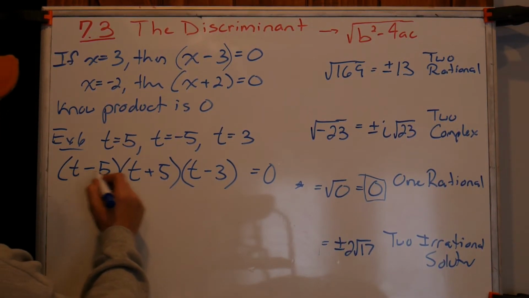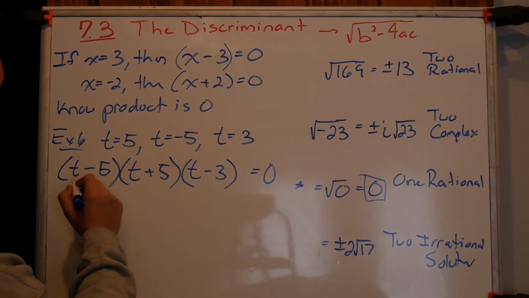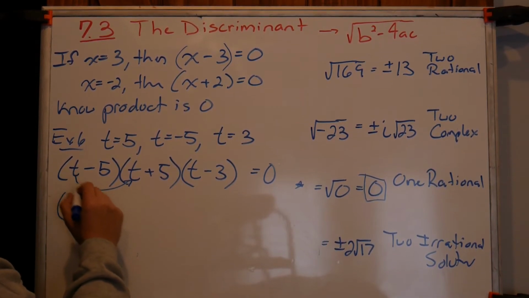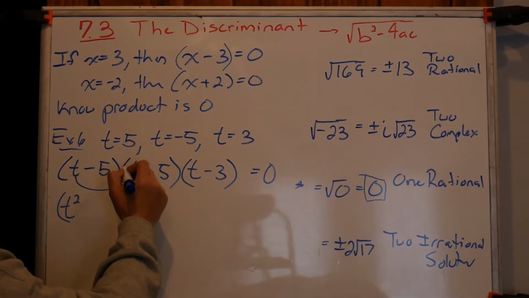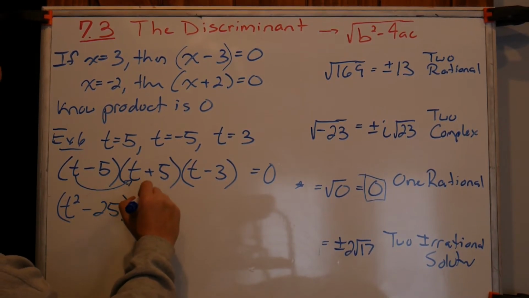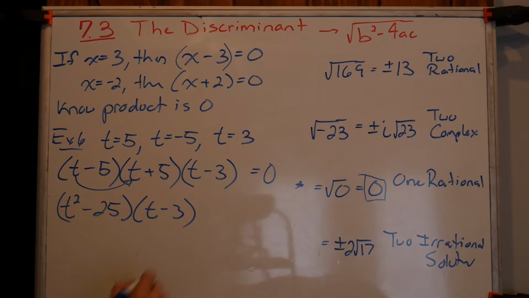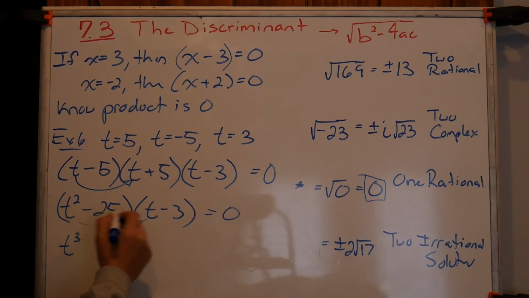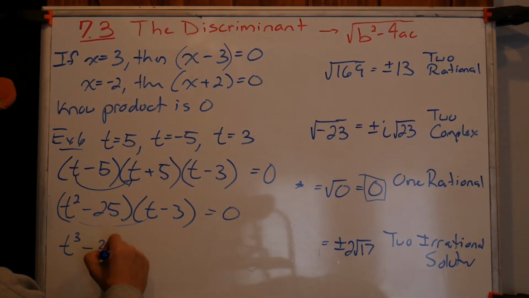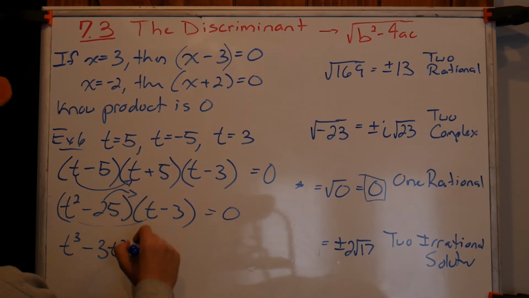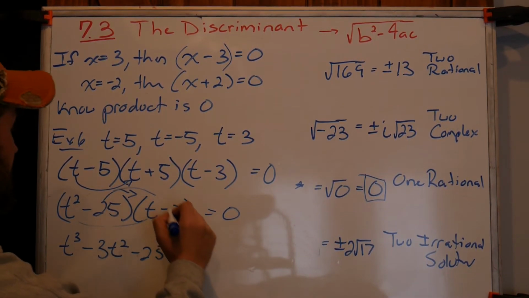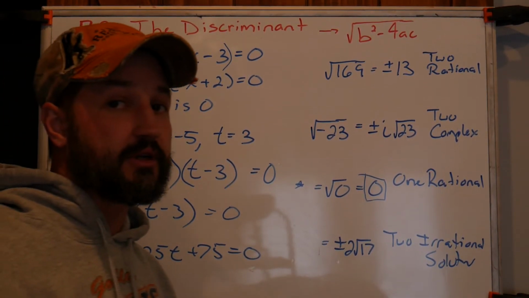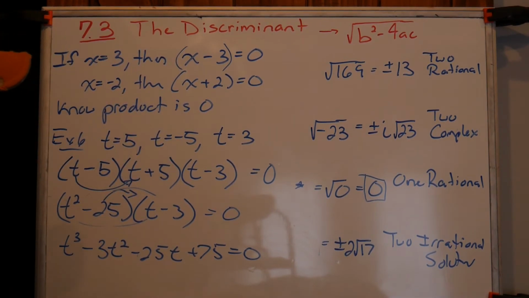Now, I just go left to right. I have a plus or minus, so I know the middle term drops out. I have t squared plus 5t minus 5t minus 25 times t minus 3 equals 0. Well, then I just keep going. t squared times t is t cubed minus 3 times t squared minus 25t plus 75 equals 0. That's an equation. I'm done. They asked me for an equation. I have one.